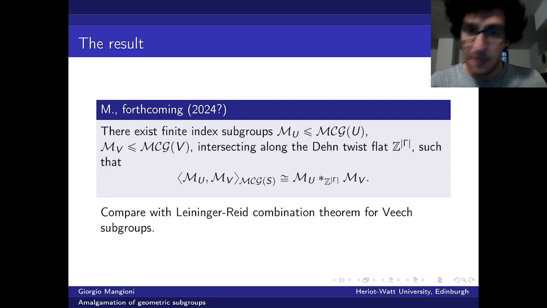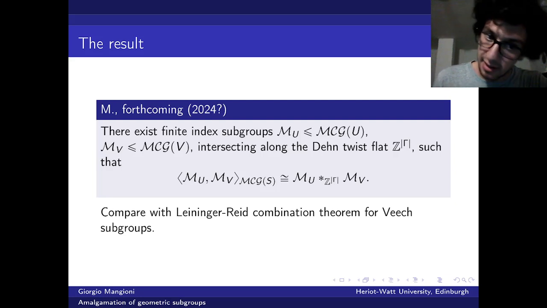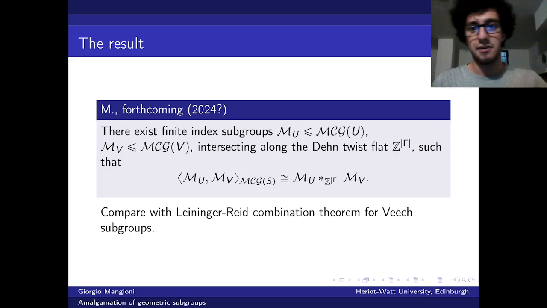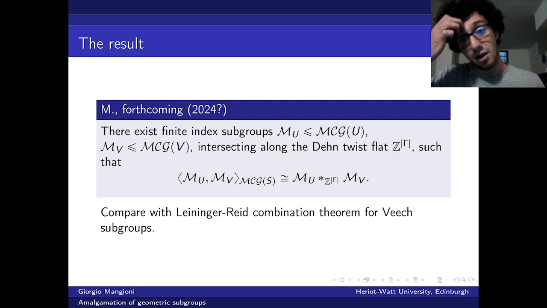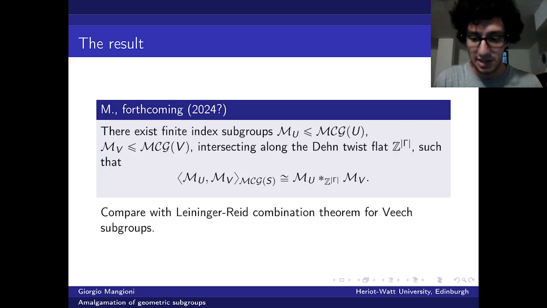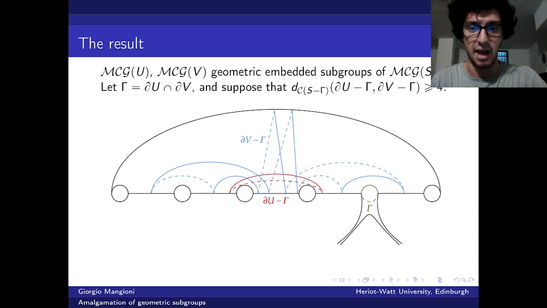So this result should be compared with a result of Leininger and Reid, which is about a combination theorem for subgroups of the mapping class group. And this is very similar because in both cases you have two subgroups of mapping class groups and you want to show that they actually generate an amalgamated free product over a Dehn twist flat along a common subcurve, which in this case is the boundary curve gamma.